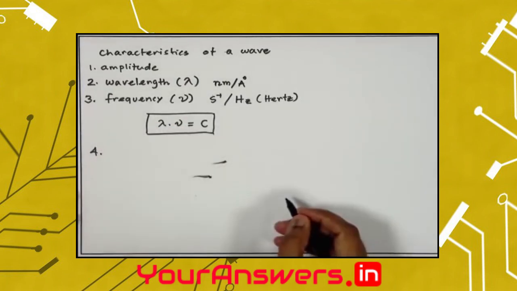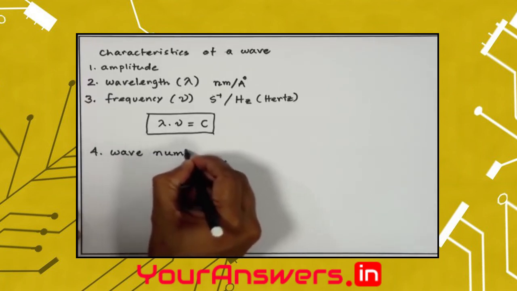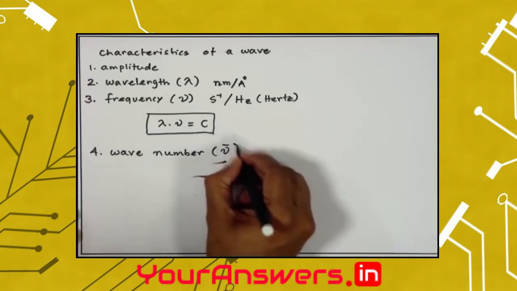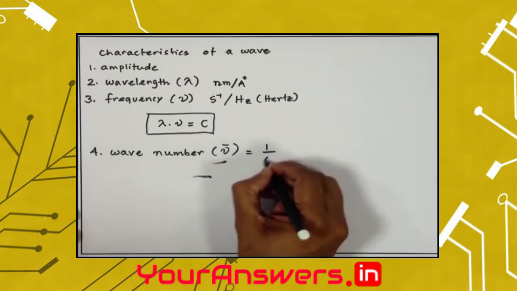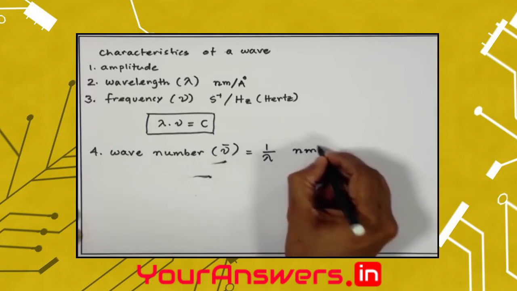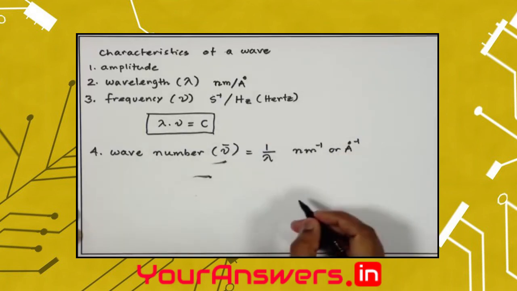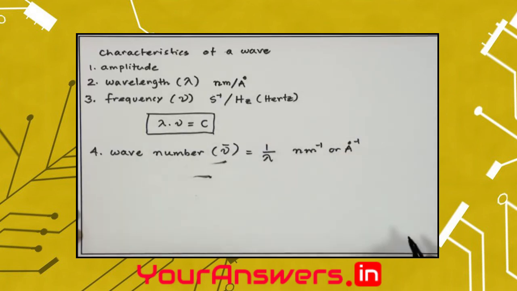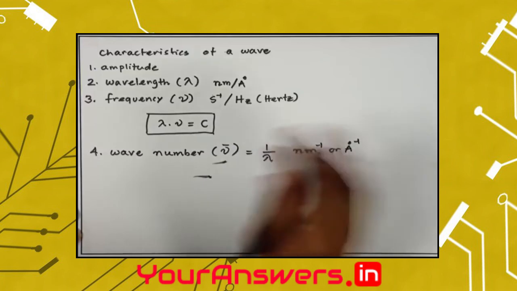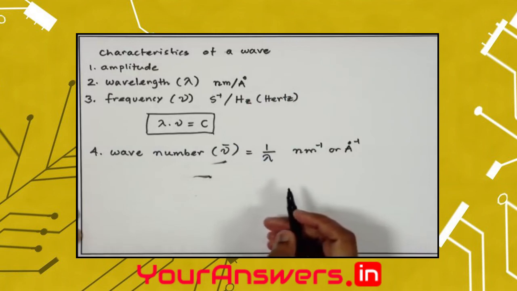We sometimes come across another terminology, which we call wave number. We signify it as nu bar. This is nothing but the reciprocal of lambda, 1 over lambda. The unit that we use to define it is nanometer inverse or angstrom inverse, essentially any length inverse unit, but we will use nanometer or angstrom. Wave number is essentially the number of wavelengths that you can fit in per unit length. This is essentially the reciprocal of wavelength.